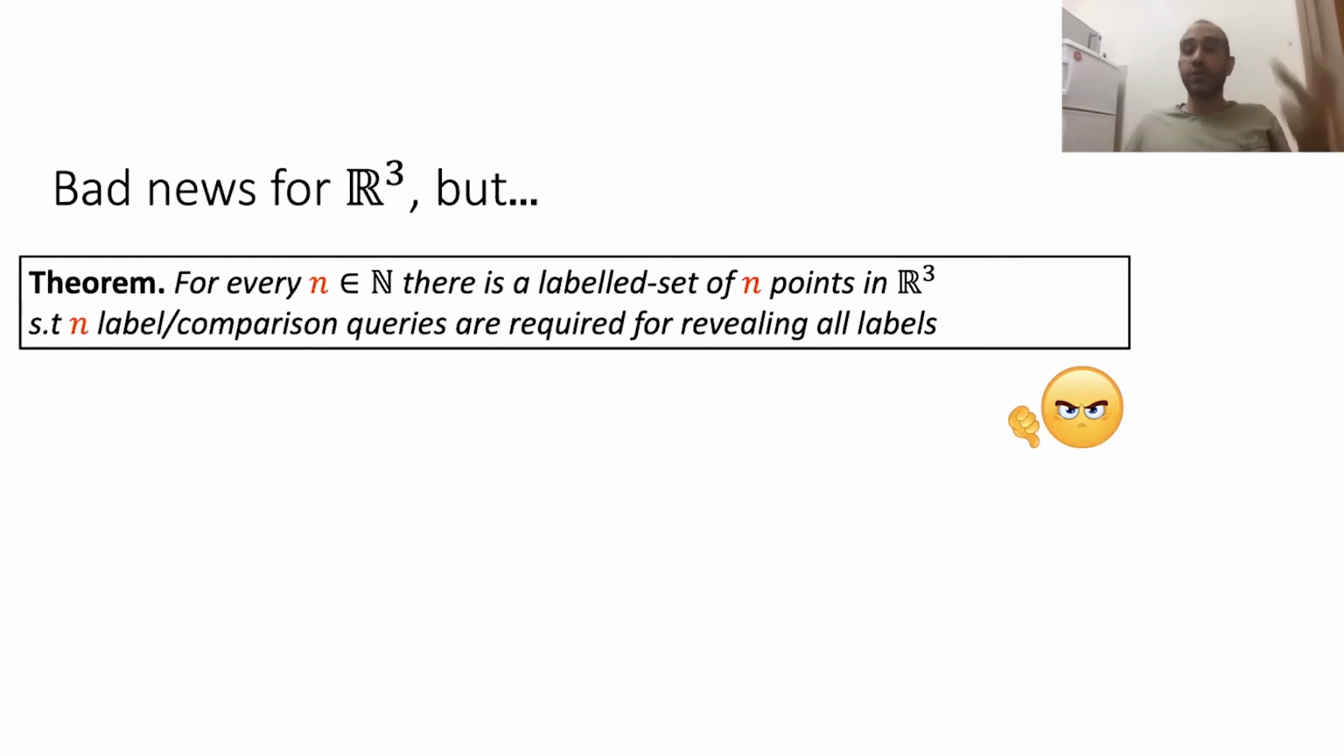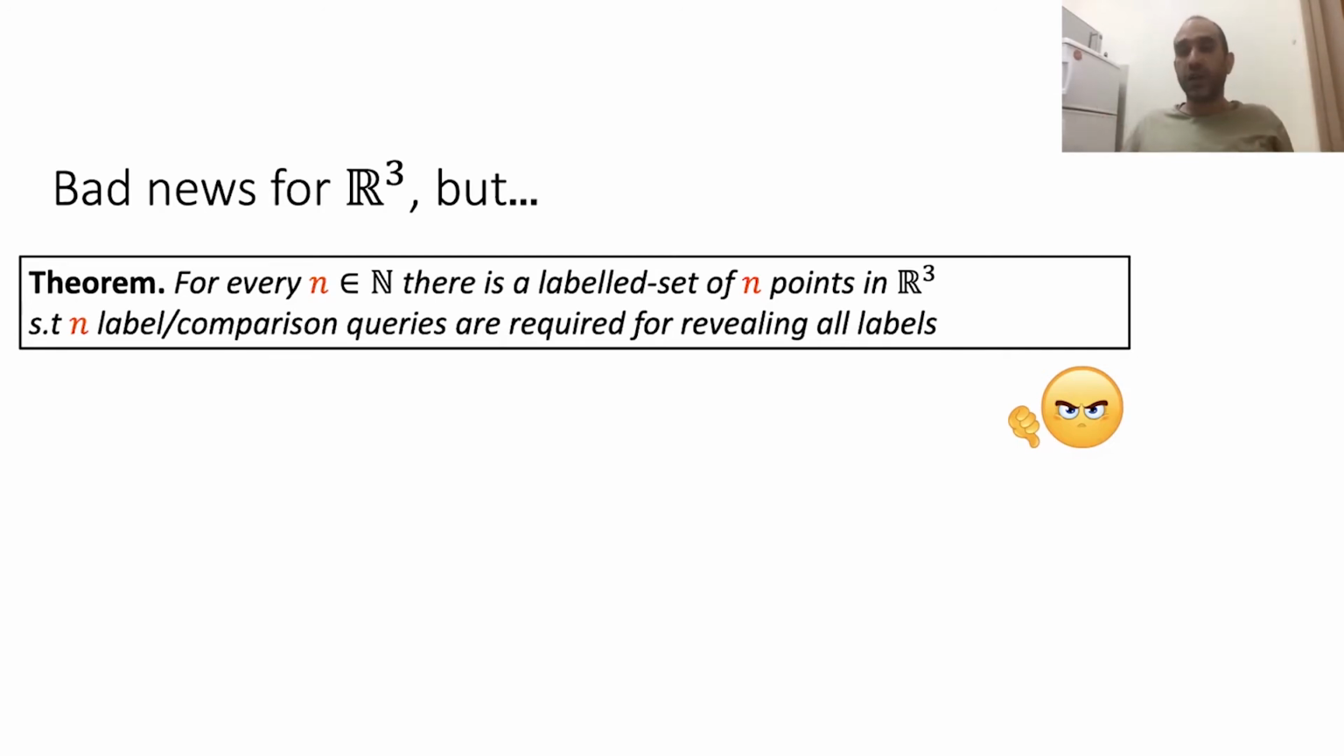But once we introduced the comparison queries, then all of a sudden it was okay, and we were again able to retain this logarithmic behavior. And comparison queries, they involve just a pair of data points. So a single data point label query is enough for the real line. A query involving a pair of data points is enough for the plane.